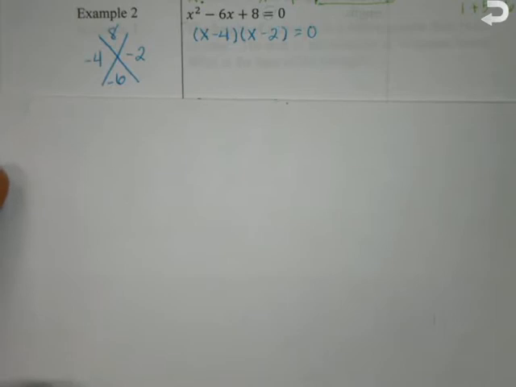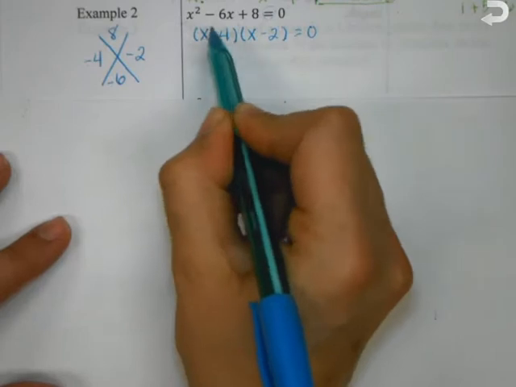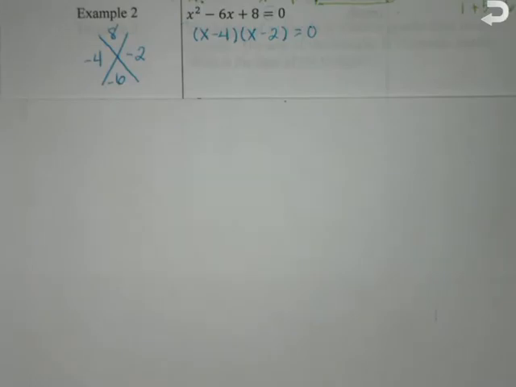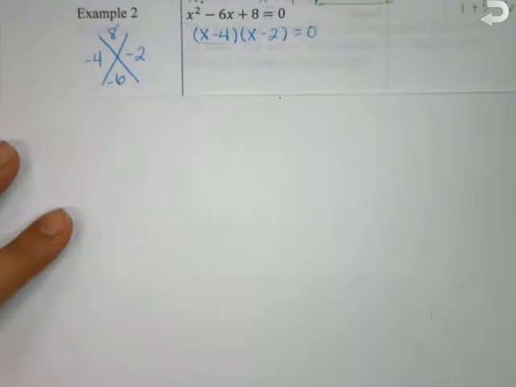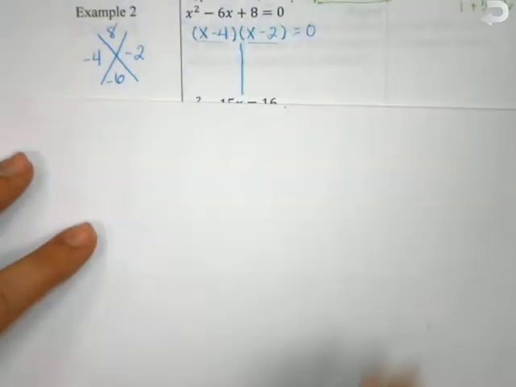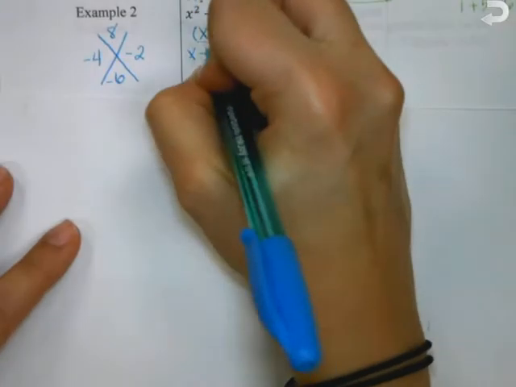Okay, so I have x minus 4, which will come out to a number, times x minus 2, and I want the answer to be equal to 0. So that means either this guy has to be equal to 0, or this guy has to be equal to 0. Does that make sense? Okay, so we're going to draw a line between the two factors. And step 3 says set each factor equal to 0. So we have x minus 4 equals 0 and x minus 2 equals 0.